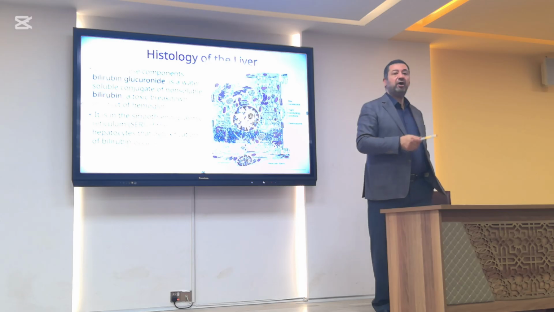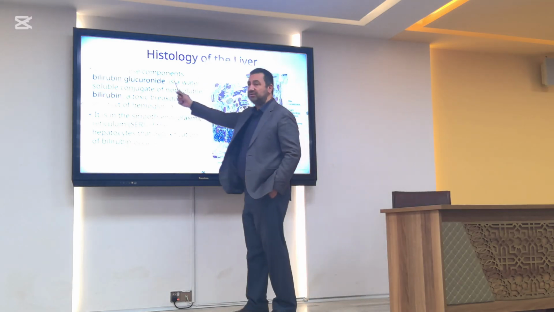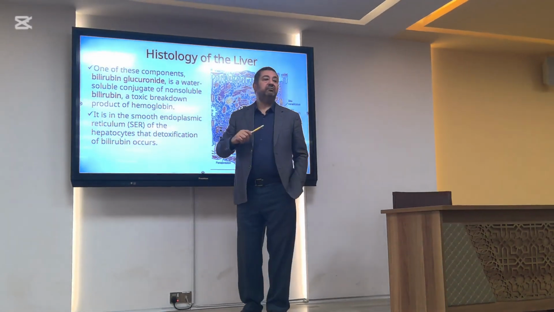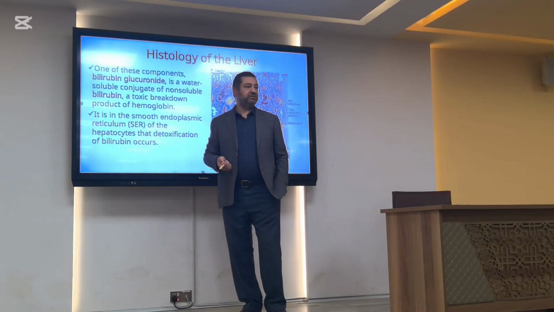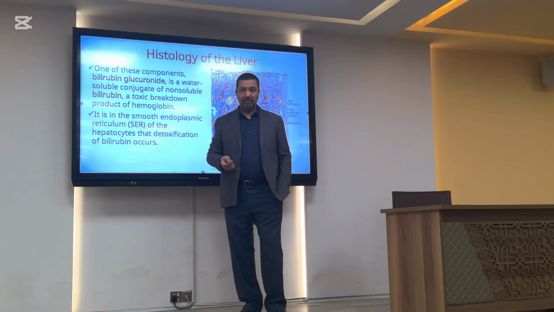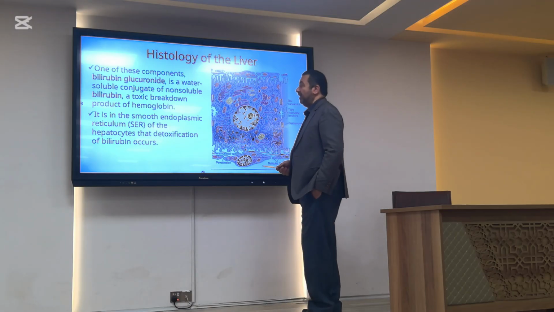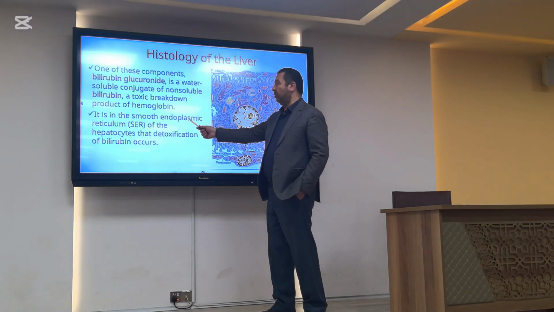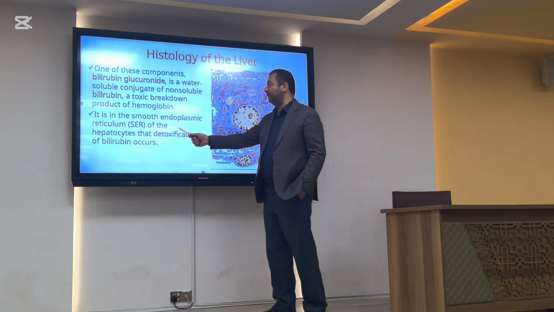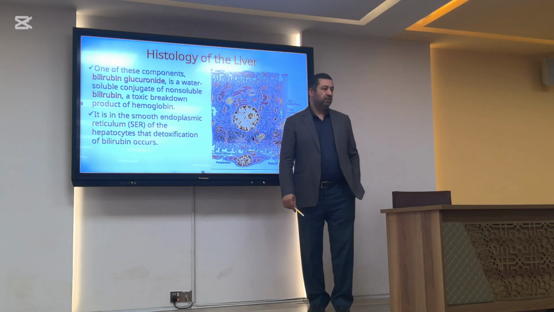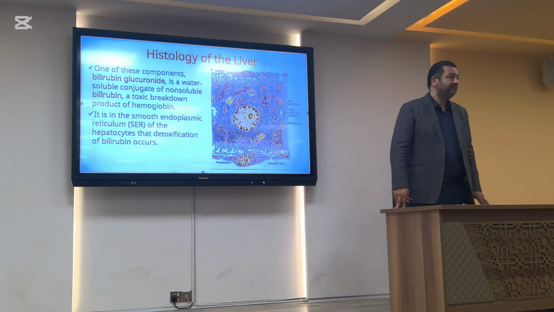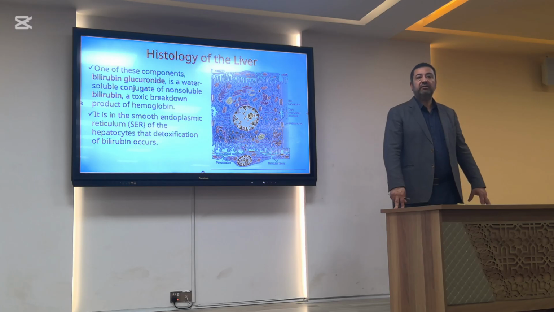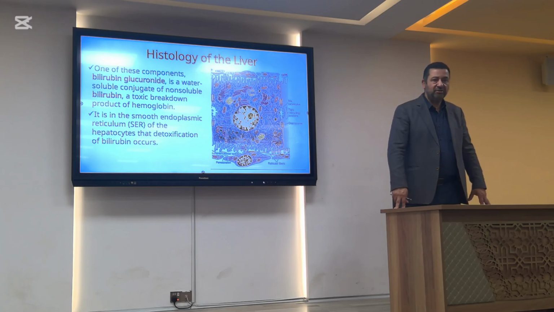When bilirubin becomes bilirubin glucuronide, it's water soluble and exits through the urinary system. Okay? It's in the smooth endoplasmic reticulum of the hepatocytes that detoxification of bilirubin occurs. If I ask you, detoxification of bilirubin occurs in which organelle of the hepatocyte? You answer me, smooth endoplasmic reticulum.